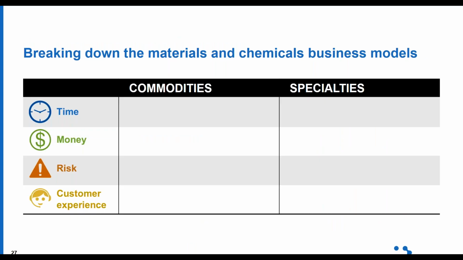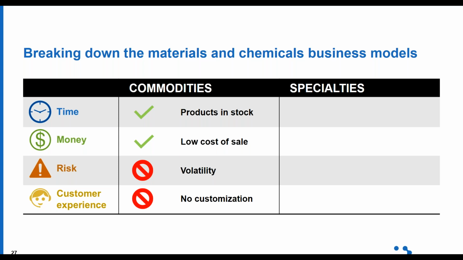So let's look at commodities and specialties. Within commodities, they do very well on time as products are largely kept in stock. And there's a very low cost of sale. Groups like Dow Corning were very successful in lowering their cost of sale. However, there's risk. Volatility in terms of the price is a major concern, and we've seen that affect margins both positively and frequently negatively across a wide range of commodities. And additionally, the customer experience is relatively poor. You don't have the type of sales support or customization that you might get in a specialties model.